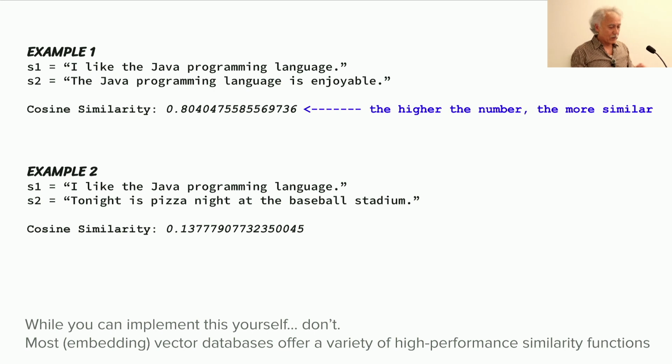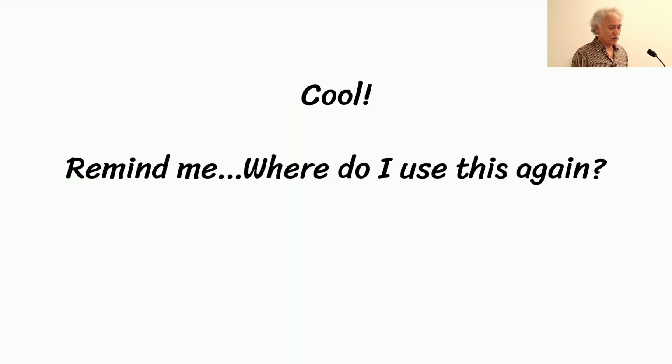Okay, but at the bottom here, while you can do this, since there's 17 different ones, don't. Someone else has already done this before you. There are embedding vector database companies that supply you with these calculations. So while you can do it yourself, don't. Someone that knows a lot more about data science than you do has done this, so just use their service.